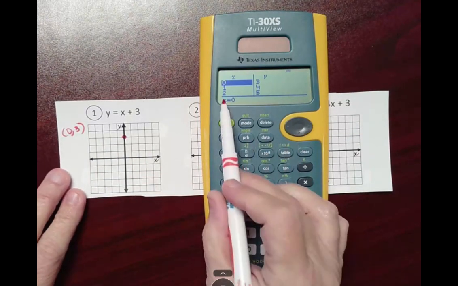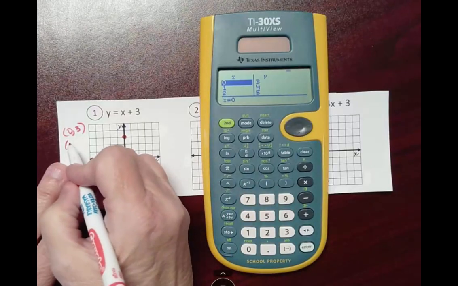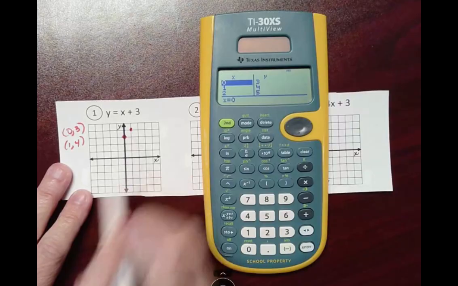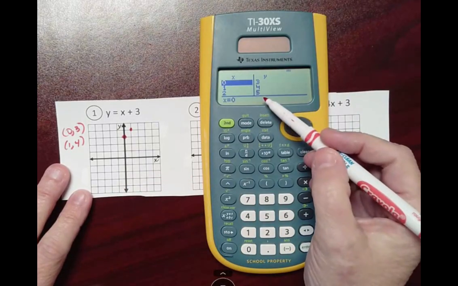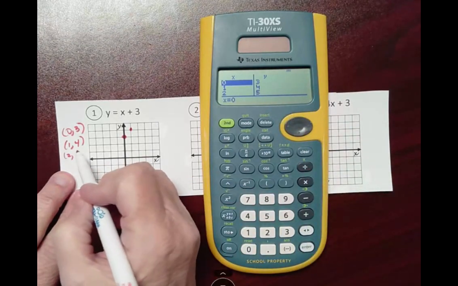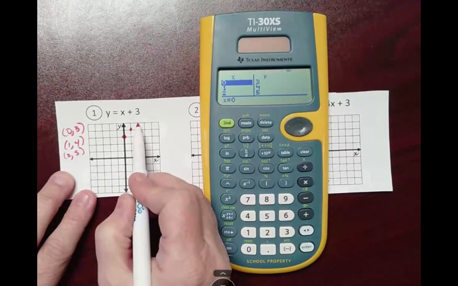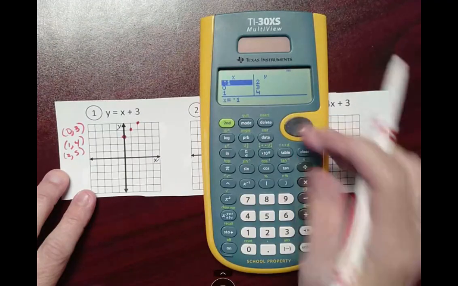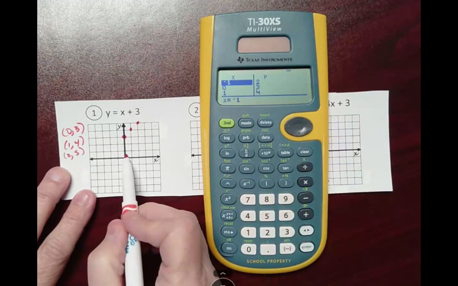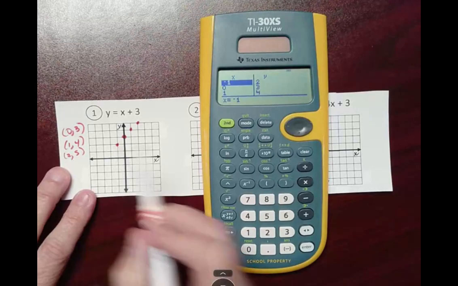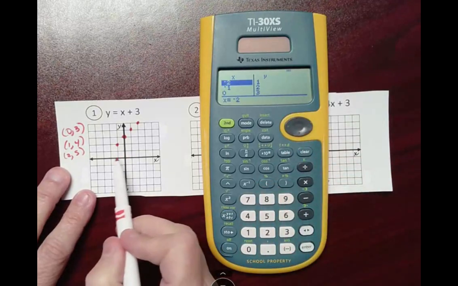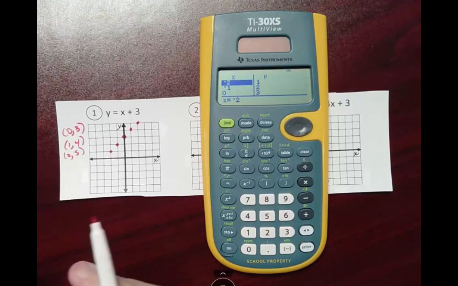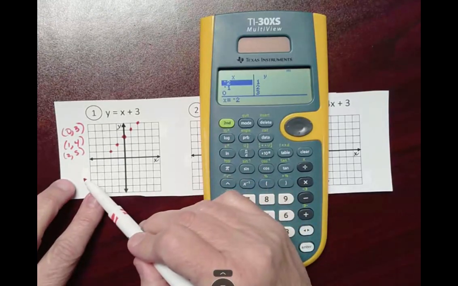Okay. The next point I have 1, 4. 1 is an x, 4 is a y. Over 1, up 4. The next one, 2, 5. Over 2, up 5. Okay, and if I wanted to, I could even go up to some of these other ones. -1, 2. I can go up another one. -2, 1.